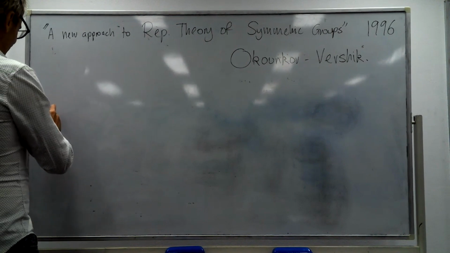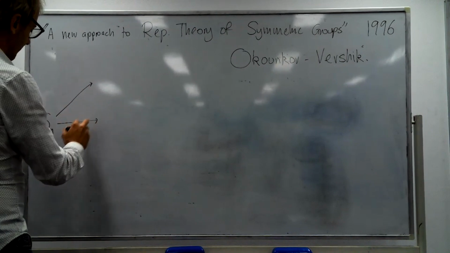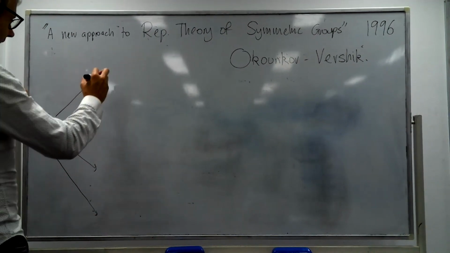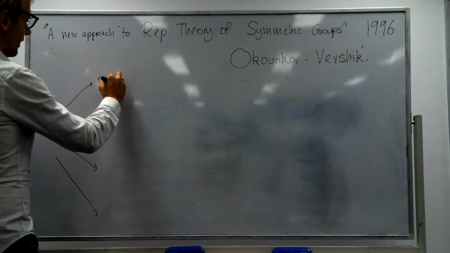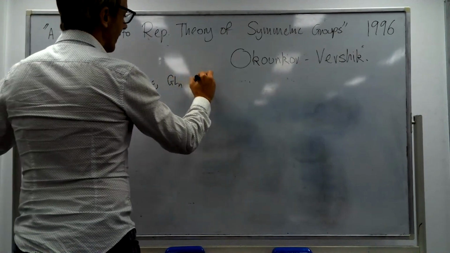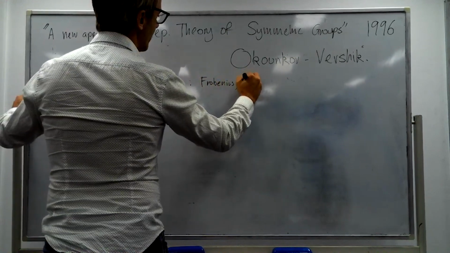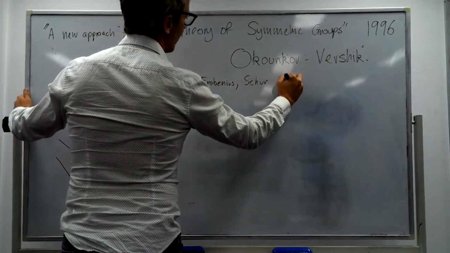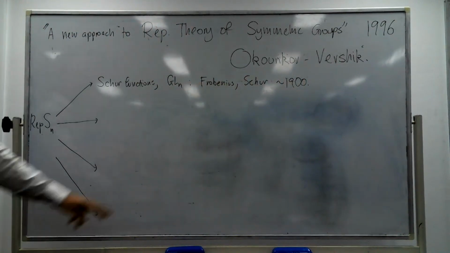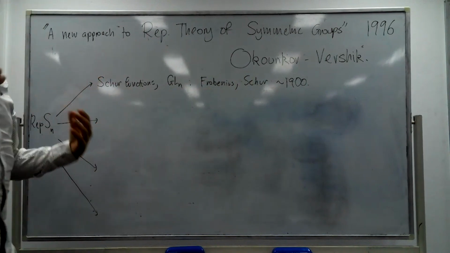So here's Rep of S_n. And in my opinion, there's four different ways of looking at its representations. There's the original way, which is basically Schur functions and connections to GL_n. And this is Frobenius and Schur, around about 1900. Frobenius wrote down the character table of the symmetric group in 1900, and he did it essentially by bringing in a whole lot of symmetric functions.